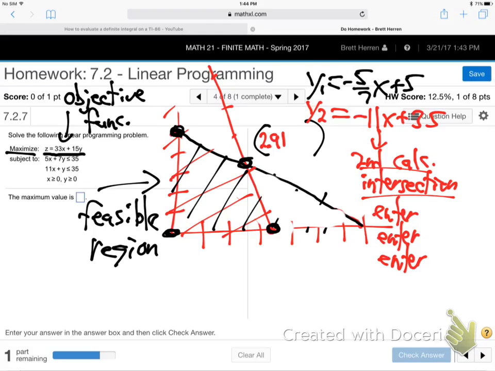2.91 with 6s repeating. On a test, I'm not real picky about how many decimal places. I'm just going to go 2.917. I'm just going to round the 666 forever off to a 7. And then the other one, the y value is what? They're both the same. Okay, 2.917.